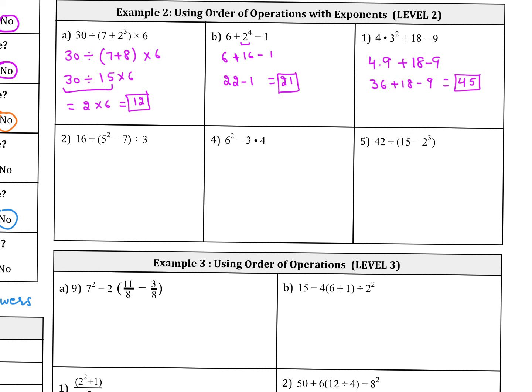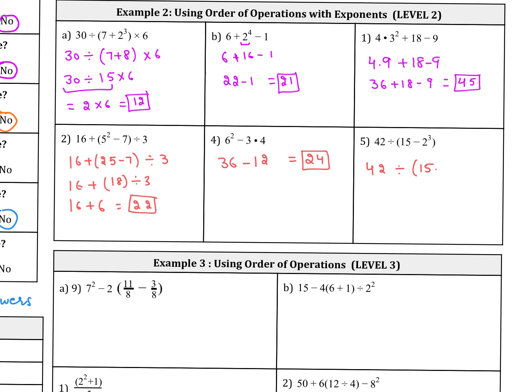For number 2, you're going to first solve the parentheses. So you're going to get 25 minus 7 divided by 3, and you're going to get 27 minus 7 is 18. 16 plus 18 divided by 3 is 6, and then the final answer is 22. 36 minus 12, and that's going to be 24. 42, first solve the parentheses, that's going to be 15 minus 8. 42 divided by 7, that's going to be 6.